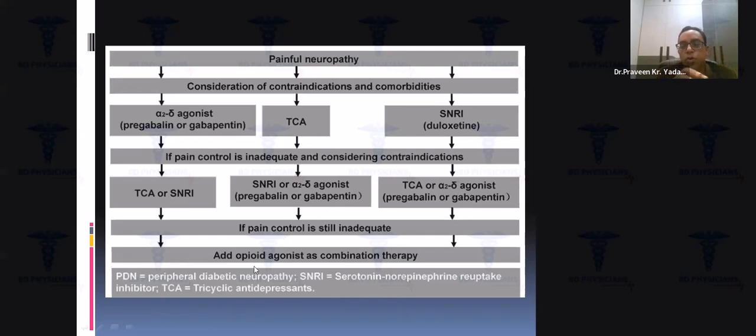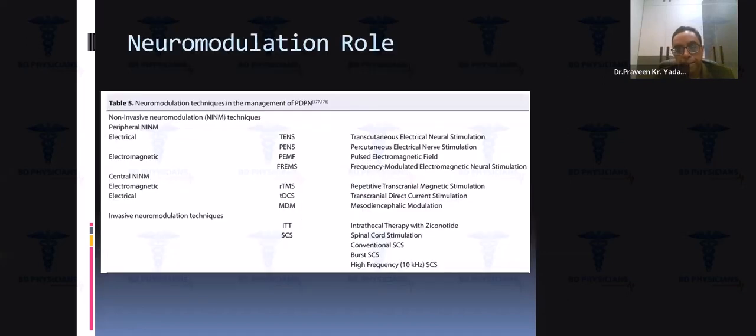You can go for opioids, local patches. You can add other medications like alpha lipoic acid, vitamin E, and all those combinations may be tried. Or you go for TENS and the higher treatments, which are again available.